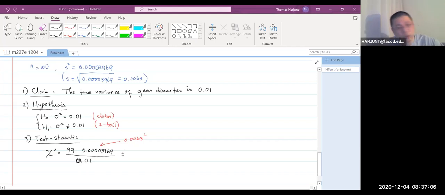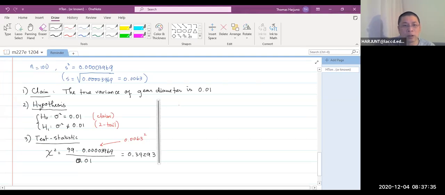Now we use our calculator. 99 times 0.00003969 divided by 0.01. That's 0.392993. That's step 3. Step 4, the p-value.